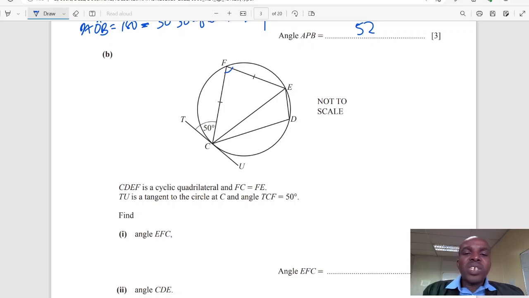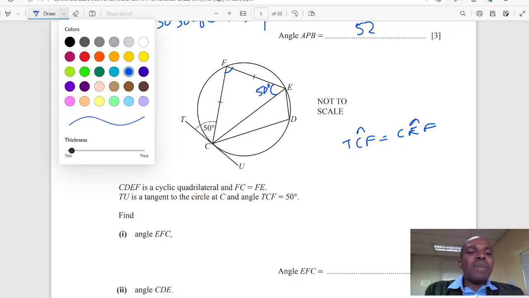EFC. It means this angle is the one that you want. Right? Use the same concept. In this case, whenever I can see a tangent and a triangle inside the circle, then you can come to remember this concept based on a triangle. The exterior angle of a triangle is equal to the opposite interior angle. So if this angle TCF is equal to angle CEF, why? The exterior angle of a triangle is equal to the opposite interior angle. So this angle is 50 degrees.